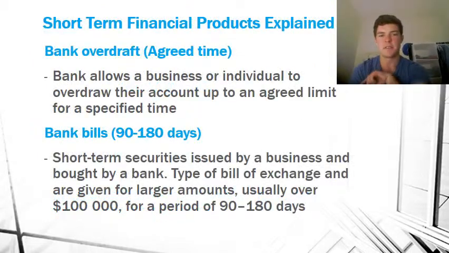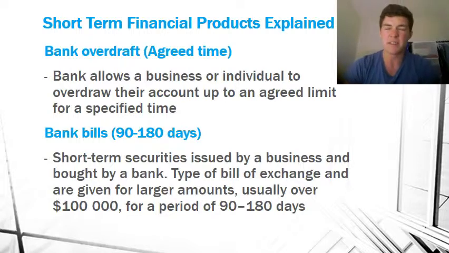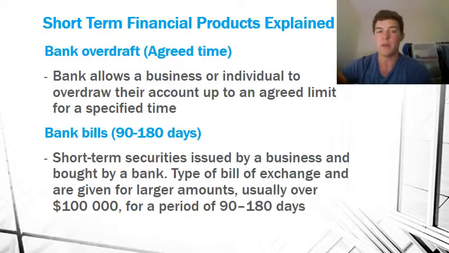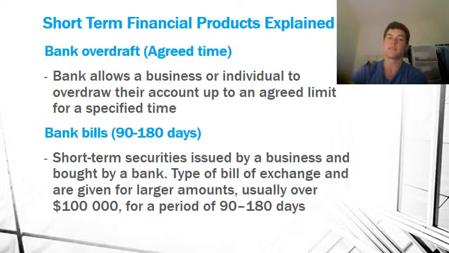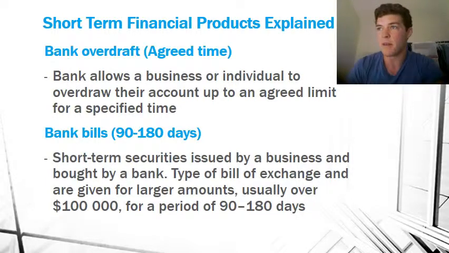Okay, so these short-term financial products, a little bit more detail. The first one is a bank overdraft. There's no really specific time. It's usually just an agreed time between the business and the bank. The bank allows a business or an individual to overdraw their account to an agreed limit for a specified time. So I might have a limit of 10,000. If I have 1,000 in my account and I need 5,000, I can take out an extra 4,000, and then I'll pay it back with interest over an agreed time.